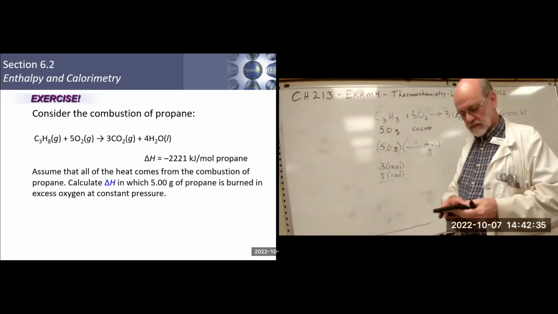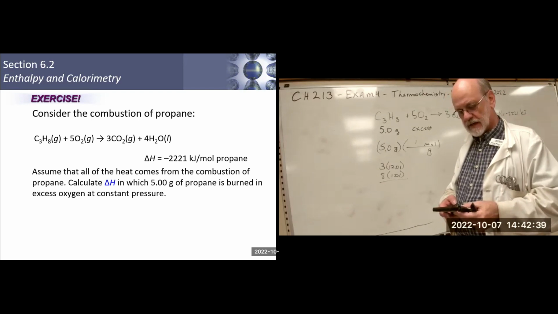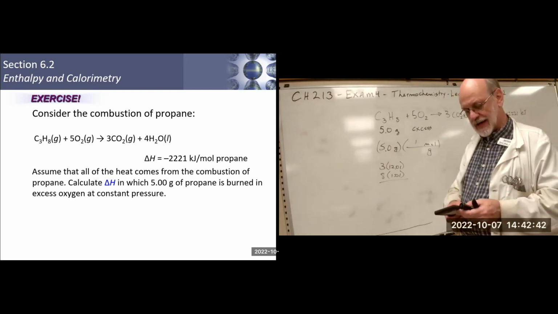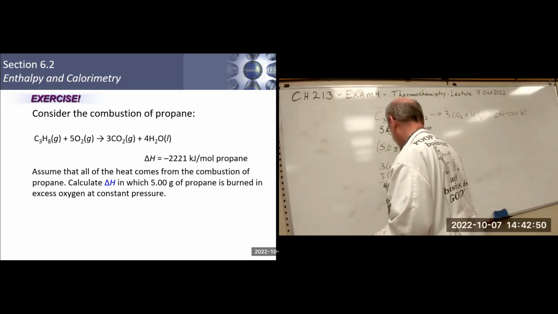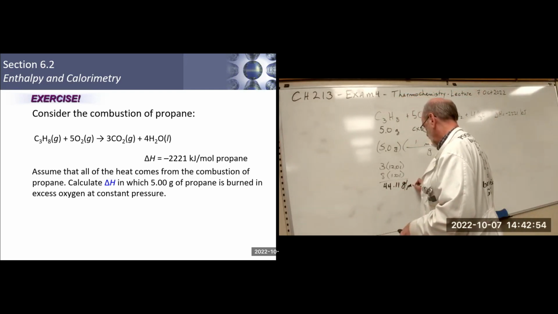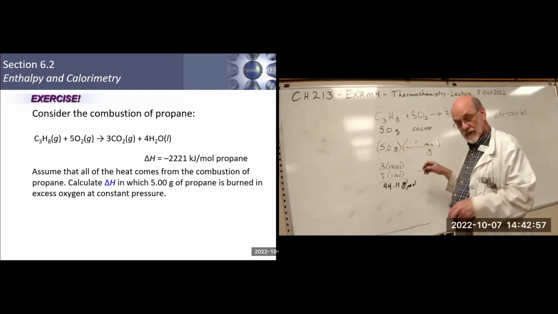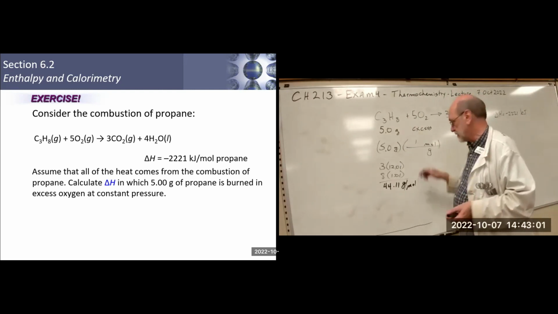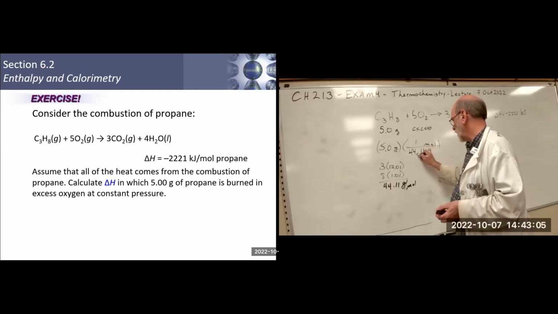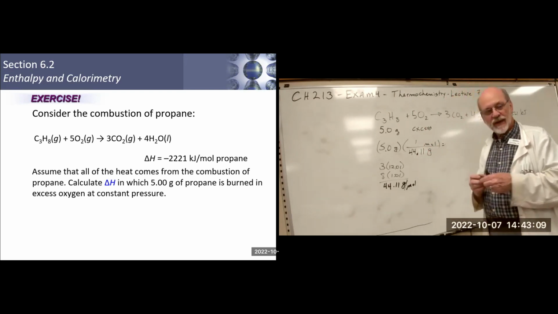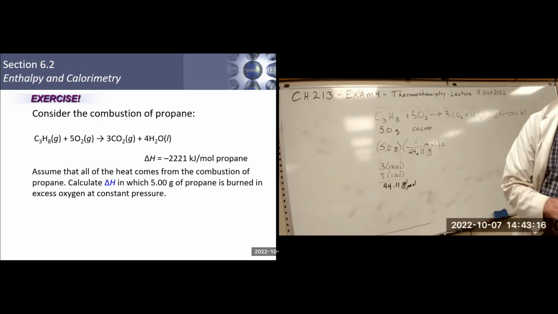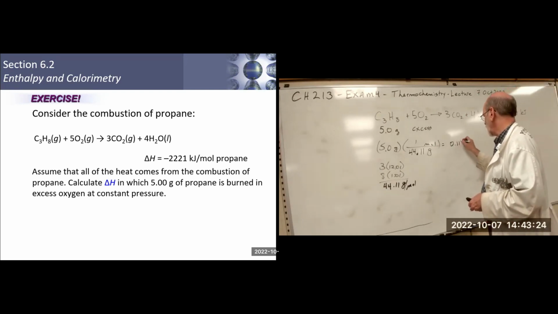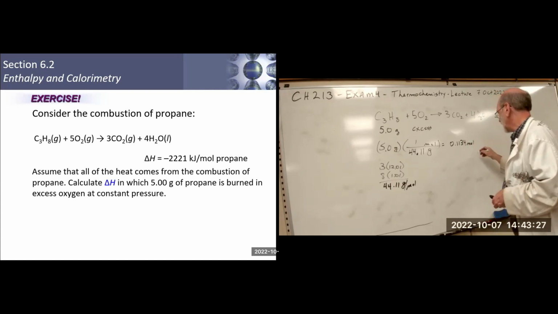So 3 times 12.01 is 36.03 plus 8.08 for the hydrogens. So that's 44.11 grams per mole. So we need the grams on the bottom. So remember, all conversion factors are equal to 1. Just flip it. 44.11. Okay. How many moles of propane are there? I get 0.1134 moles of propane.